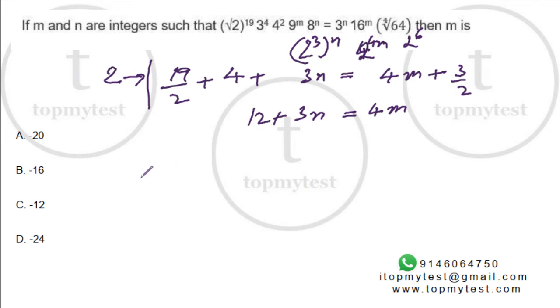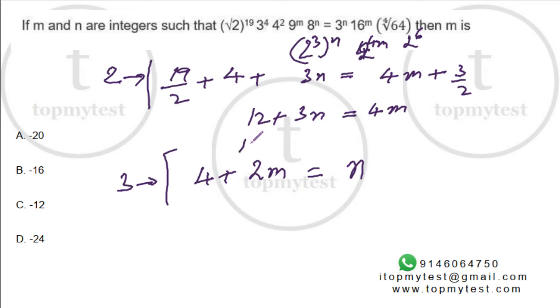Now, let's equate the powers of 3. This will be 4. 9 to the power m will be 3 square to the power m. So 2m, right, equals here you will have n. Right, n is equal to 4 plus 2m.